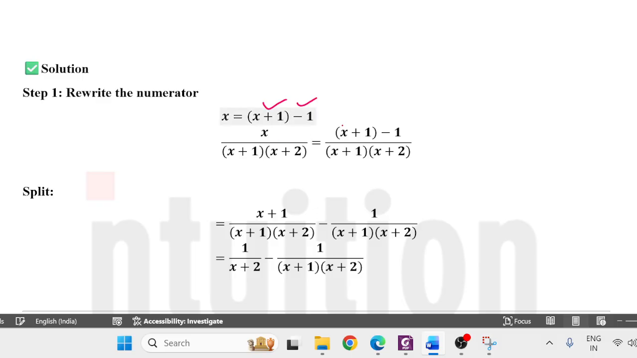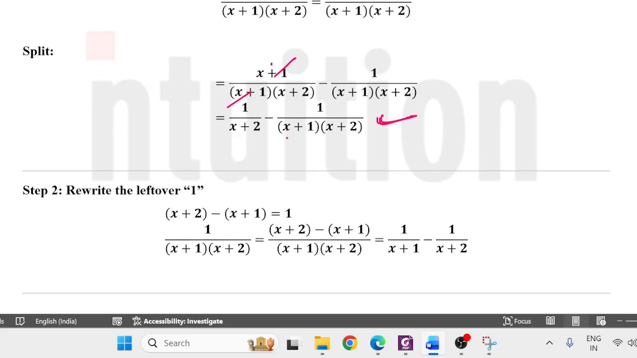So what happens if you write x plus 1 into this and open the bracket, this x plus 1 will get cancelled. That's the trick. If you open the bracket, this and this will get cancelled. So left out is 1 by x plus 2 minus 1 by x plus 1. This part I'm taking 1 by x plus 1 into x plus 2.